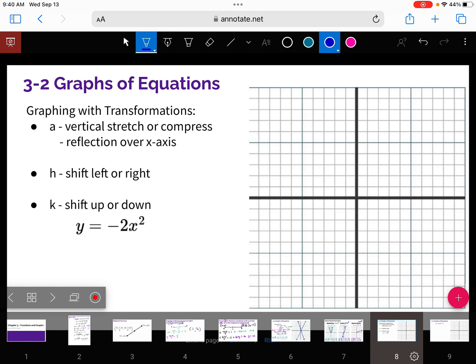K is a vertical shift, up or down like a kite or a kangaroo, but kangaroos I feel like travel significantly more horizontal and I don't like it. So kite is how I think of it. K is a kite, up and down transformations. H is a horizontal shift, left to right. We're not going to do much with H today, but I didn't like talking about A and K and not touching on H. And A is our vertical stretch or compress, or reflection over the x-axis. Reflection over the x-axis happens when it is negative.